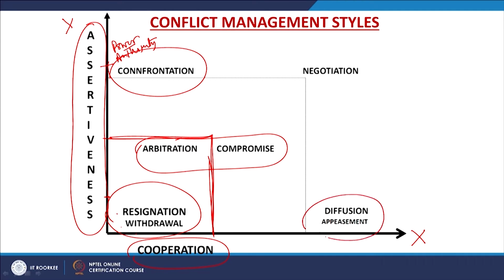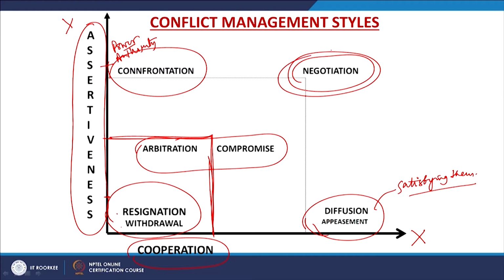whereas in diffusion and appeasement you are not showing assertiveness, power or authority, you are just satisfying them, sometimes with a gift, sometimes in cash or in kind, or whatever kind of satisfaction suits your situation. So, these are not assertive situations, and negotiation is the ultimate situation where the amount of cooperation and the amount of assertiveness are both equal, and both parties get a win-win situation and satisfaction. So, these situations are there in your organization as well.